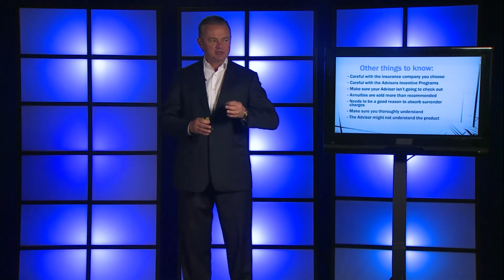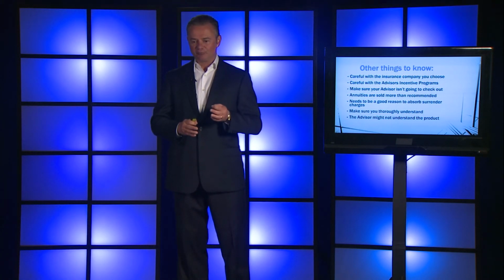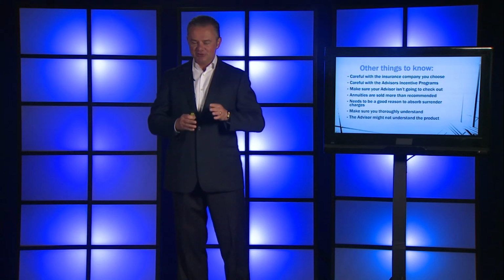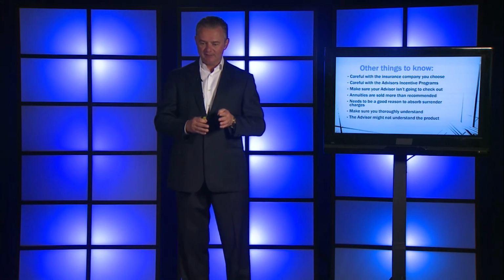The next one is make sure your advisor isn't going to check out. Here's what I mean by that. Just because you start off investing into a fixed index annuity doesn't mean that every 12 months you don't have to make a decision. You have to know what has changed in the contract. And you need advice on which formula, because every contract has several formulas attached to it, and you want to know what the advisor thinks is the best. So the advisor needs to stay engaged in the process, and unfortunately most don't.